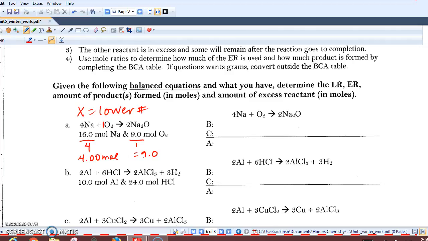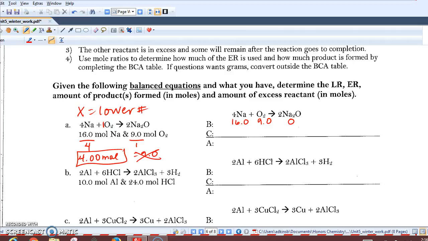All right, so obviously 9 is bigger than 4, so that means our x is 4. That means this is going to go down by 4x. The O2 is going to go down by just x because its coefficient is 1. And then the Na2O is going to go up by 2x. So the first thing I do for my before, I don't have any product at the beginning of the reaction, right? I have 16 moles of Na. I have 9 moles of O2.